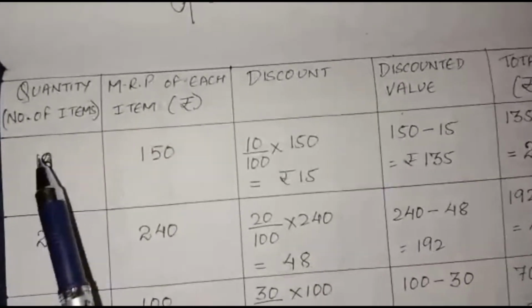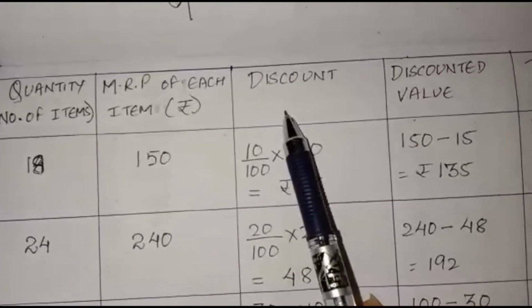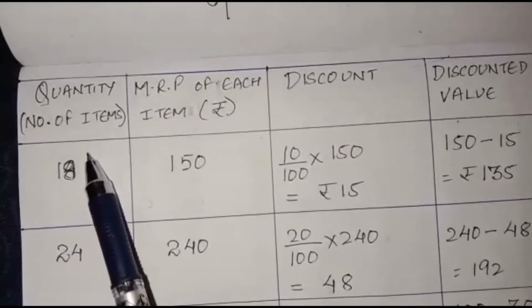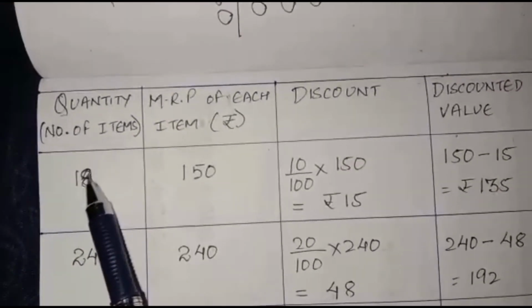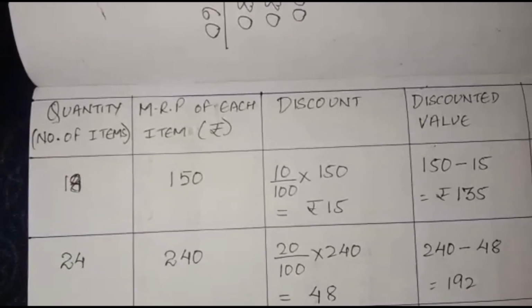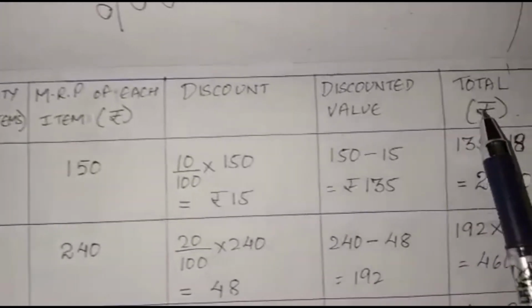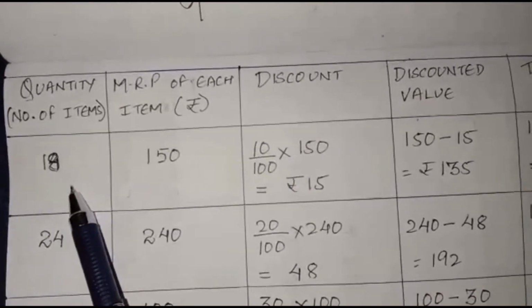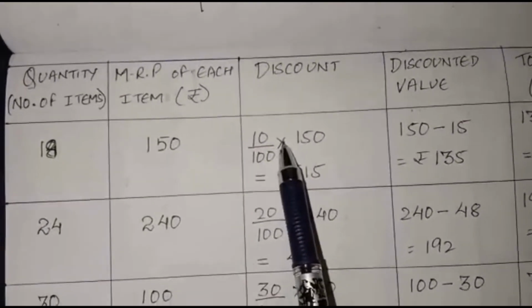So here we have to make a table. I made it like this. We have to make 5 columns. First for quantity, MRP, discount, then discounted value. But we have to find the total also, because there are 18 items. Your quantity is more than 1. So we have to make a total column also. In total, we have to multiply by this quantity. So these 3 columns are already given in the question.